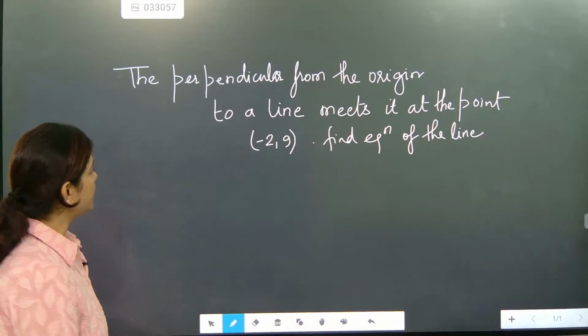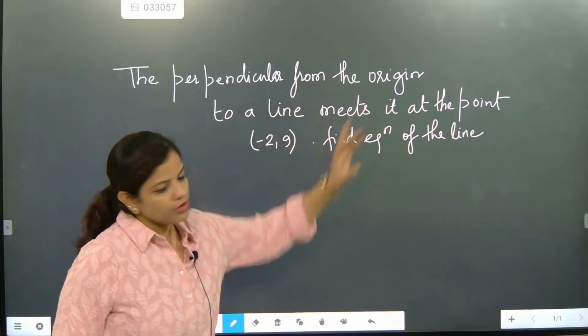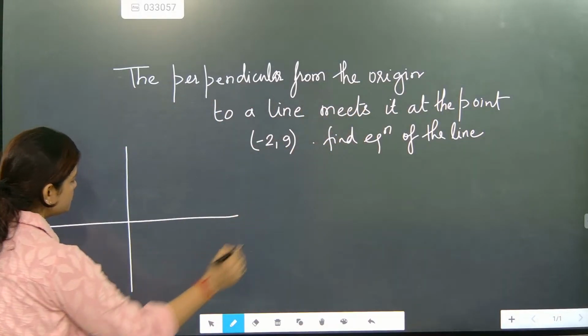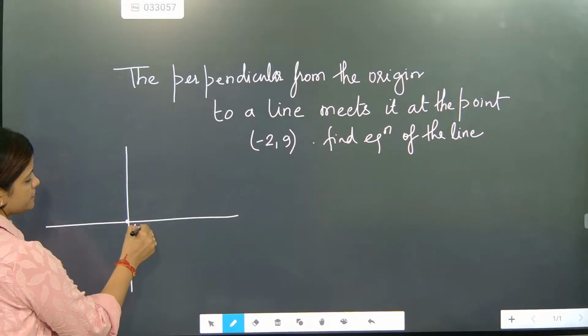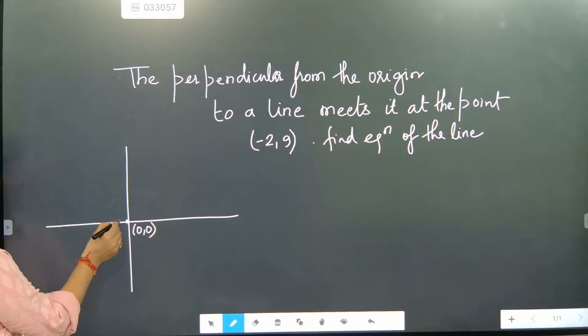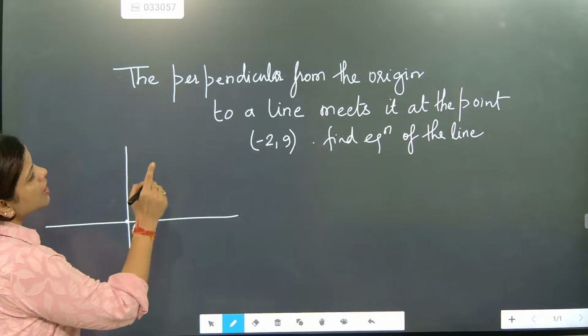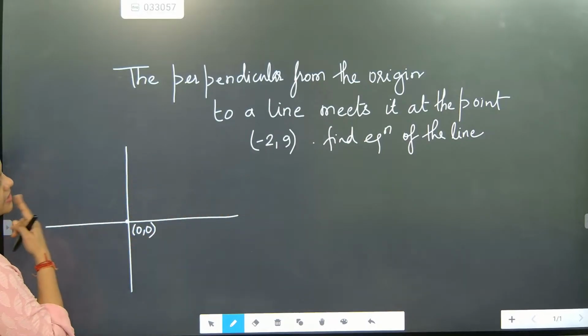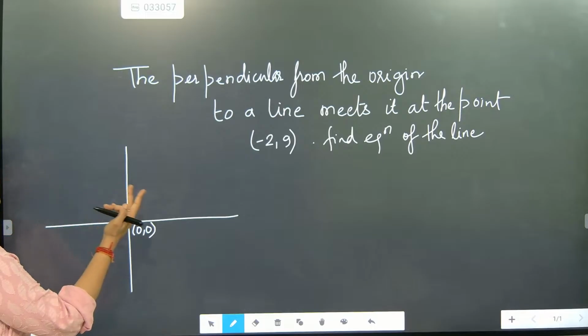Okay, fine. Now listen here. So the perpendicular from the origin. First though, we are going to draw the origin. So this part will become the origin. Now, a perpendicular from the origin to a line meets it at a point. So one line is there and it is meeting at a point.